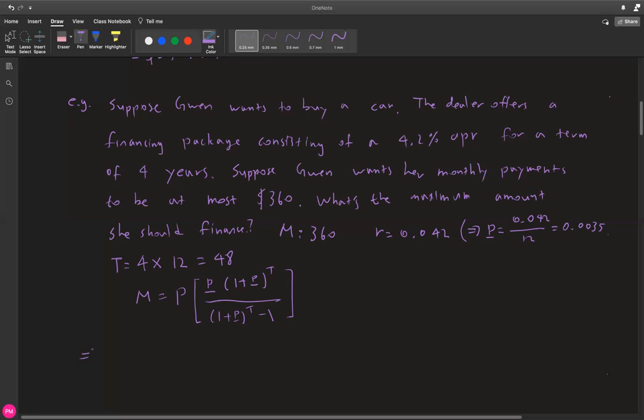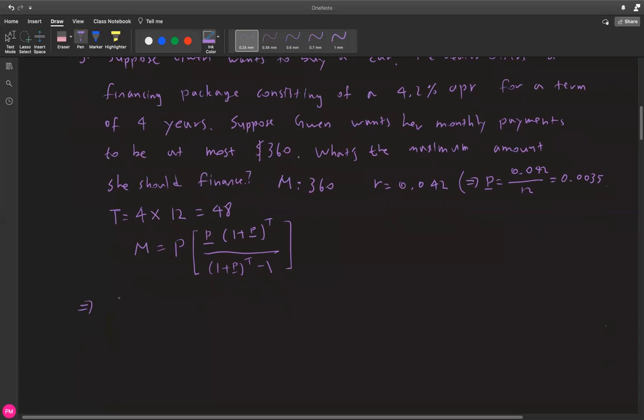So let's plug everything in. We know the monthly payment will be $360 maximum. And for whatever amount that she should finance, she would have 0.0035 multiplied by 1.0035 to the power of 48, and you divide it by 1.0035 to the power of 48 minus 1.